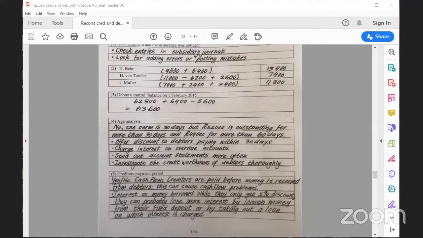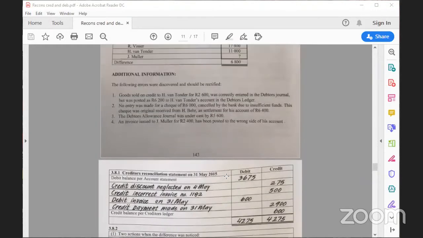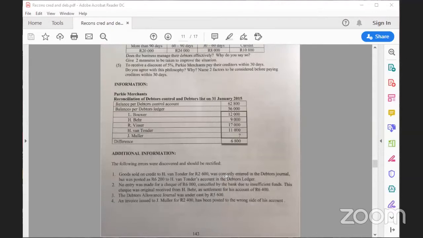So you have to tell me, providing figures, what the problem is. Then you have to take action by charging interest on overdue accounts, sending out account statements more often, and investigating the creditworthiness. If you can remember yesterday, I always said in a debtors question, or debtors specifically, always refer to creditworthiness. It's so important. So show me your credit days, show me your amounts. Always put interest and creditworthiness into your answer. And then obviously, remind your debtors more frequently about their debts and send out statements more regularly. These days with emails, it's so cheap. It's not even costing paper or ink or whatever.